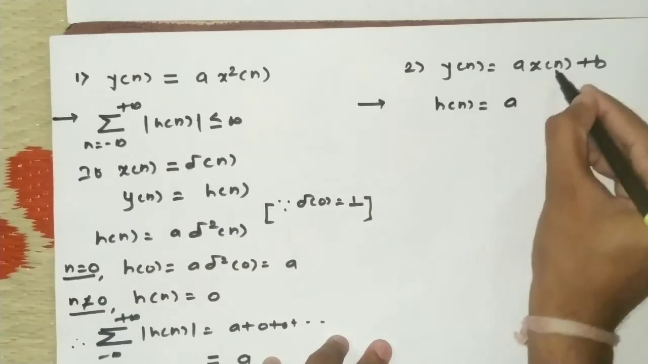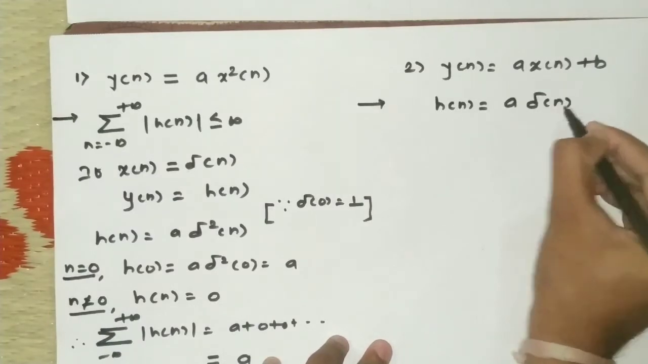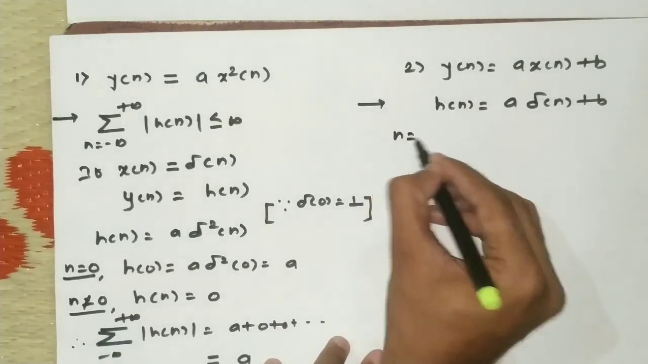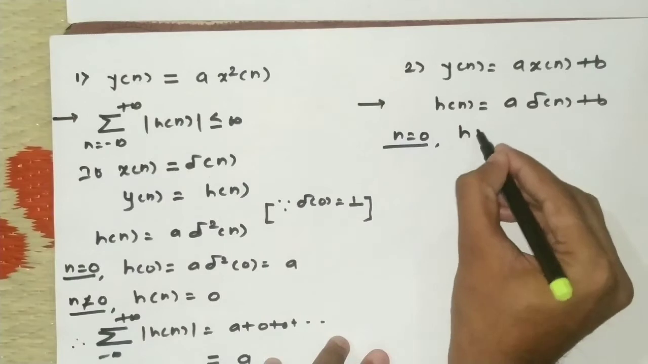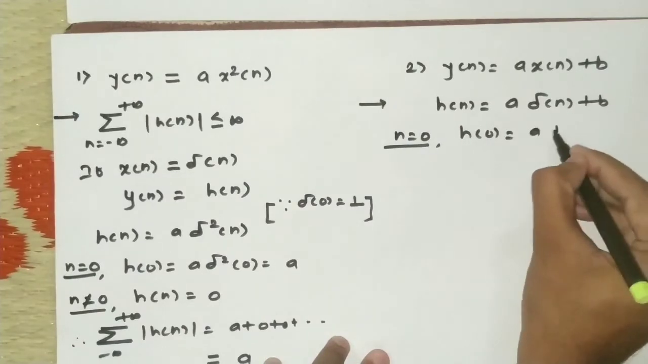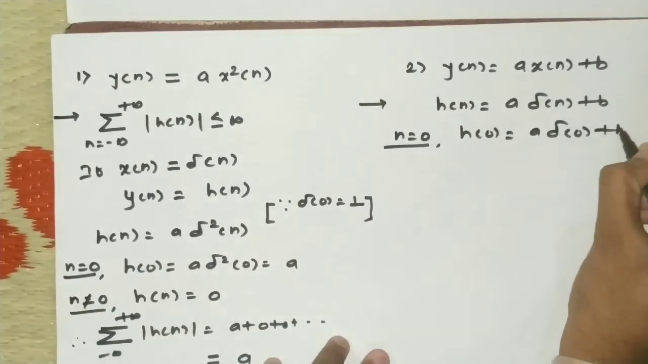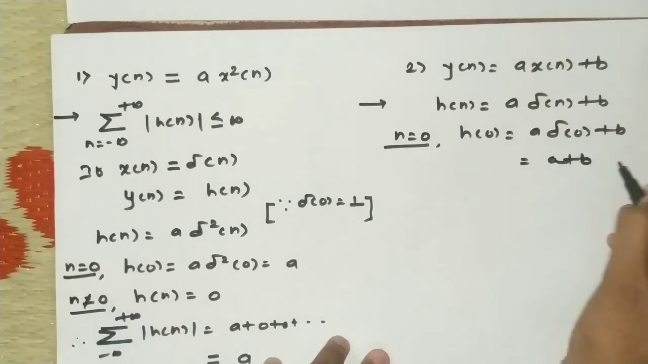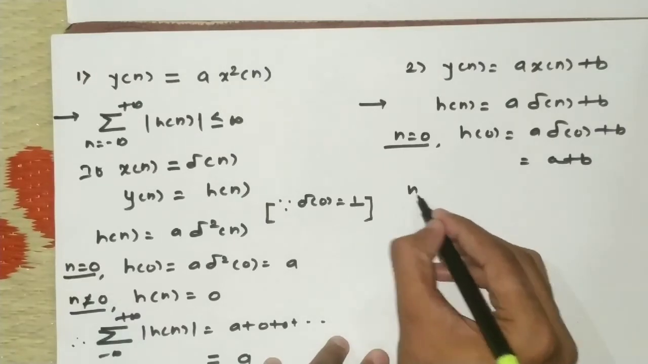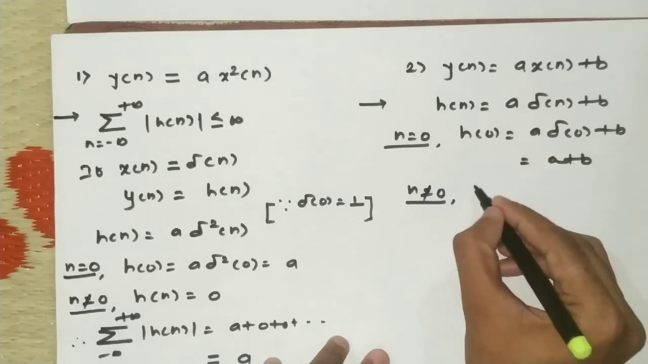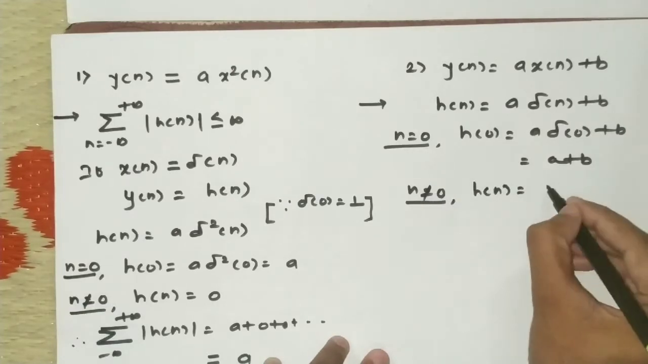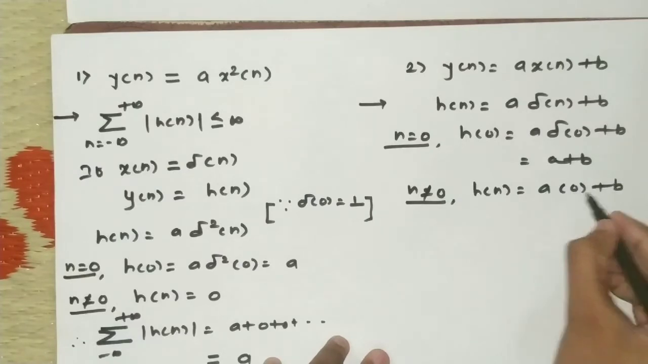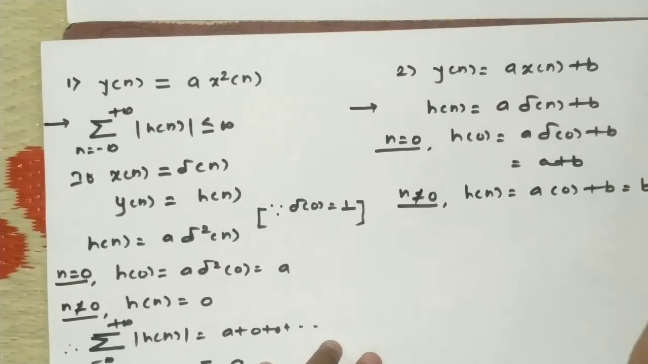h(n) becomes a δ(n) plus b. Now for the first case, if n is 0, h(0) will be a δ(0) plus b. We know δ(0) is 1, so we get a plus b. And if n is not equal to 0, we'll get h(n) as a into 0 plus b. This is 0 plus b, it will be b.